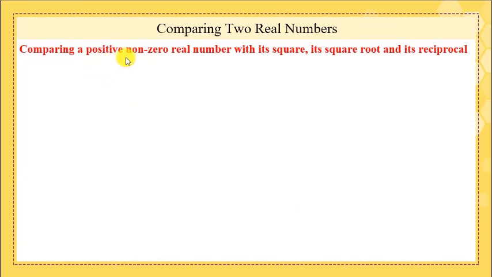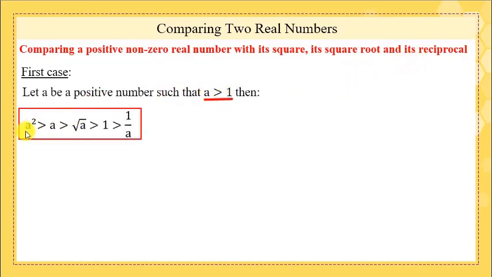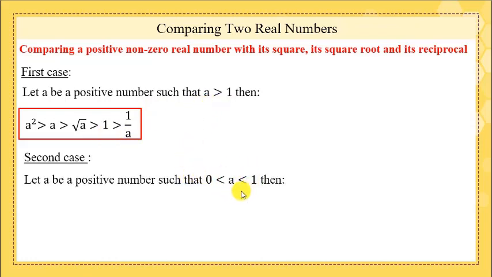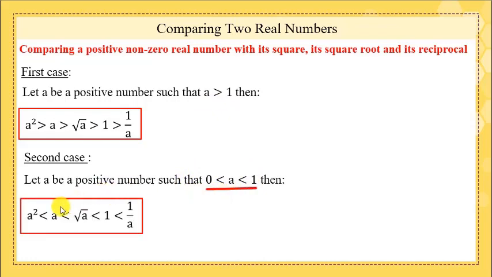Now, comparing a positive non-zero real number with its square, its square root, and its reciprocal. First case, if we have a number a greater than 1, then a squared is greater than a and radical a is less than a. Also, radical a is greater than 1 since a is greater than 1, and 1 over a is less than 1 since a is greater than 1. But in the second case, if the number a is between 0 and 1, then a squared is less than a and radical a is greater than a. And since a is between 0 and 1, radical a is between 0 and 1, and 1 over a is greater than 1.